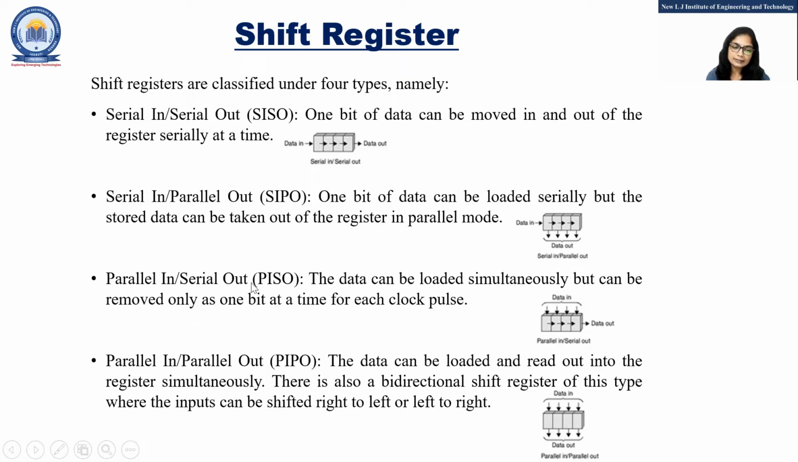Now parallel in, serial out. The data can be loaded simultaneously but can be removed only as 1 bit at a time for each clock pulse. In the last type, that is PIPO, the data can be loaded and read out of the register simultaneously. There is also a bidirectional shift register of this type where the inputs can be shifted right to left or left to right. So data will be taken simultaneously. So this is fast compared to the other 3 types.